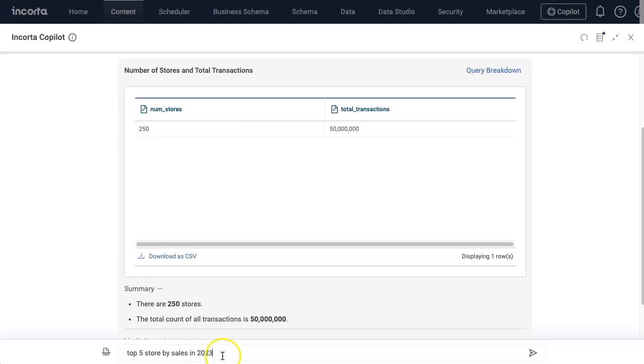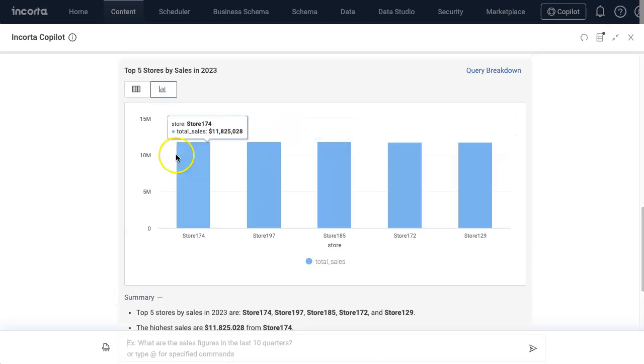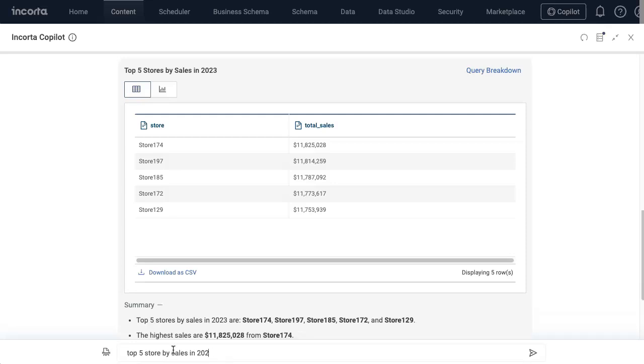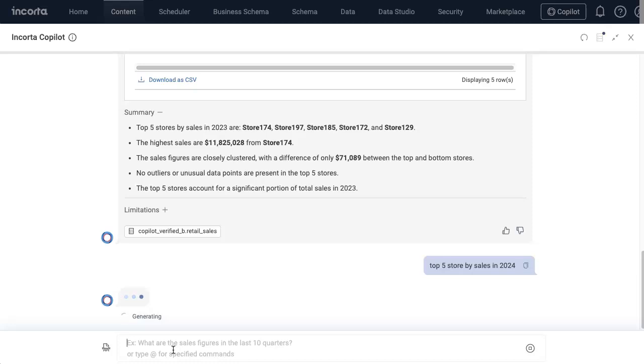Now let's see what the top 5 stores by sales in 23 are. Awesome. It is showing this data in a nice little chart. I can see this data in tabular format as well. So I see that sales for these 5 different stores are kind of similar, not much difference. And store 174 is the top store in 2023. So now let's see which store is the top store in year 2024.